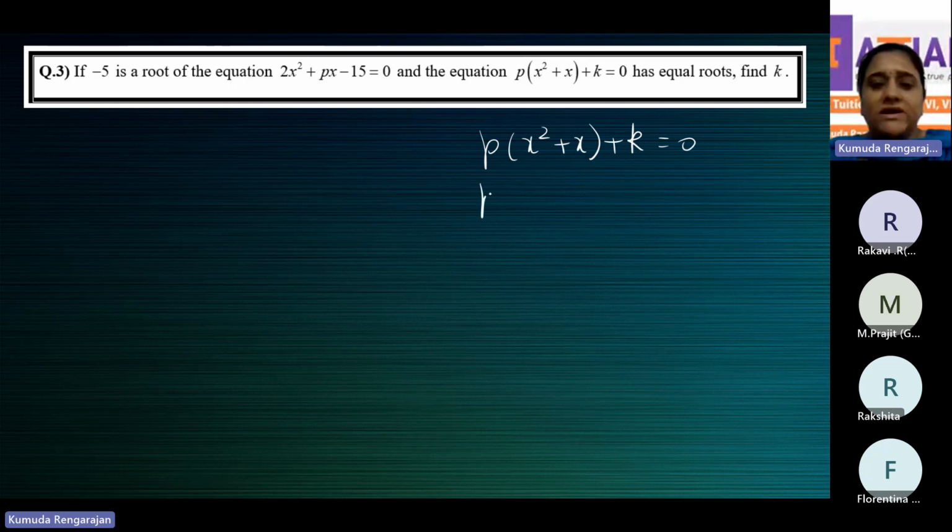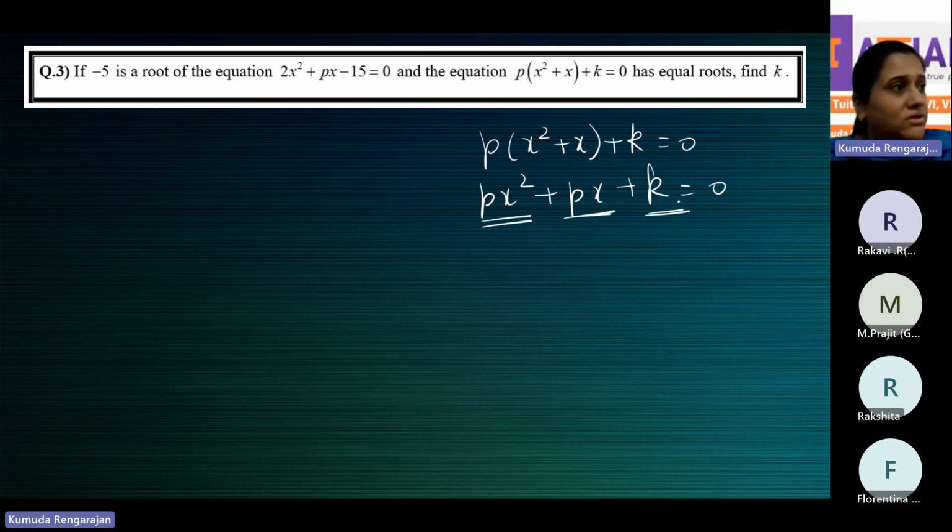So open the bracket here. It will be px square plus px plus k is equal to 0. This is the x square term, this is the x term, and this is the constant because it doesn't have x square in it. Whenever the equation is not in the standard form, open the bracket or do whatever simplification to bring it to the standard form. Only then will you be able to get the values of A, B, and C.